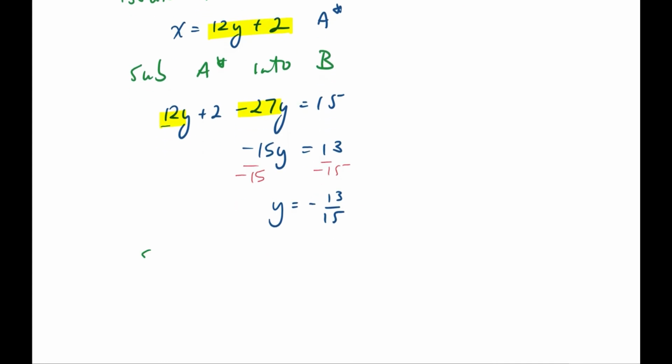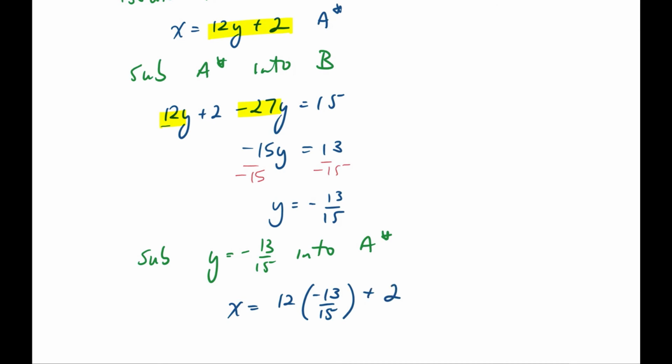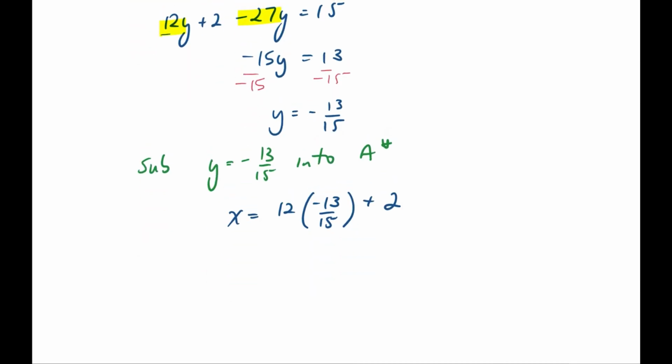So last step, I'm going to sub y equals negative 13 over 15 into our modified equation. So if we do that, we end up with x equals 12 times negative 13 over 15 plus 2. Remember, that's 12 over 1. So therefore, x equals 12 times 13, so that equals negative 156, over 15 times 1 is 15. Plus, we still have that 2, which remember is also a fraction over 1.